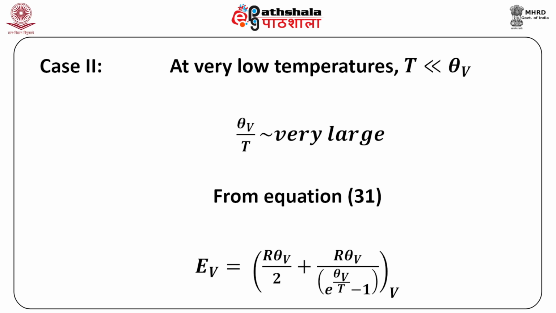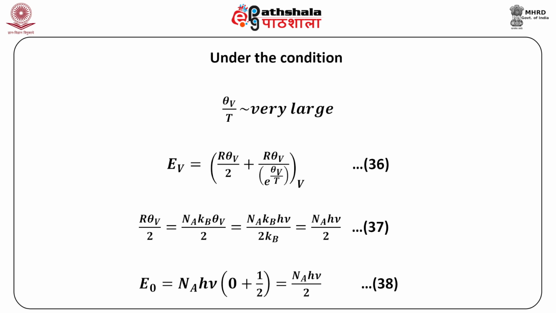On the other hand, if we take a second possibility that temperature is very low as compared to vibrational temperature, then you can notice that theta v by t will become very large. And again, if we start from equation 31 and simplify it, using the condition that theta v by t is very large, we get a new energy expression, which is the vibrational contribution to energy, as shown in equation 36.